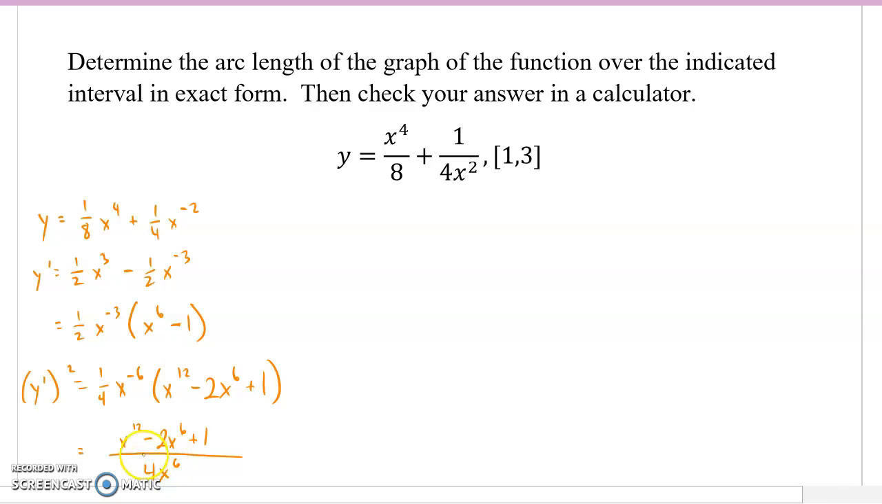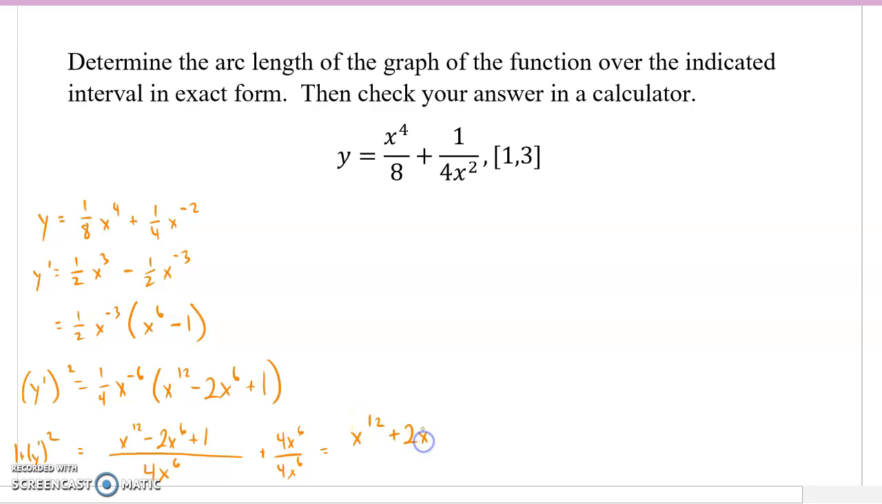All right? Well, if we want to add 1 to this, which we do for our formula, well, that's 4x to the 6th over 4x to the 6th. So that's going to be, 4x to the 6th minus 2x to the 6th is plus 2x to the 6th. We're going to change this minus to a plus. That's a very convenient little switch from a -2 to a +2.